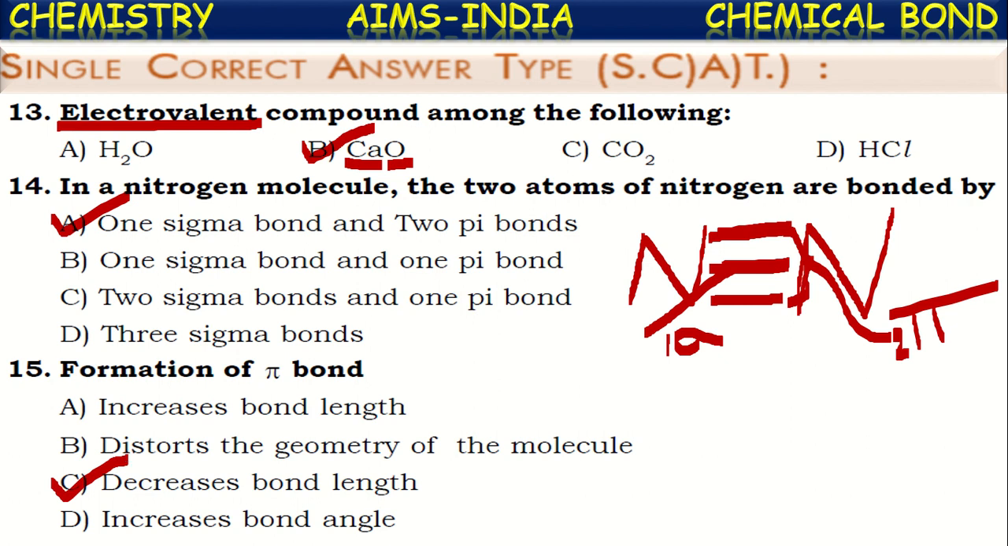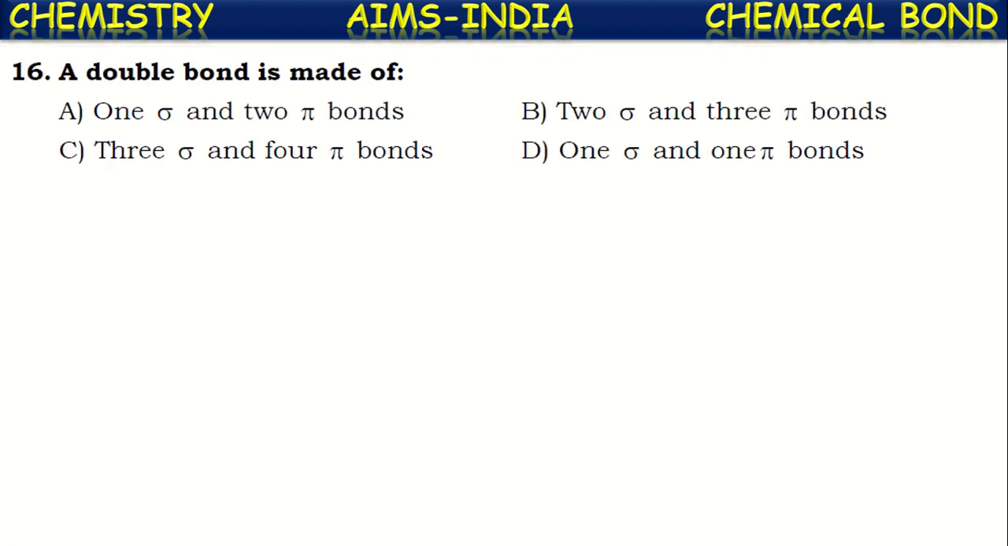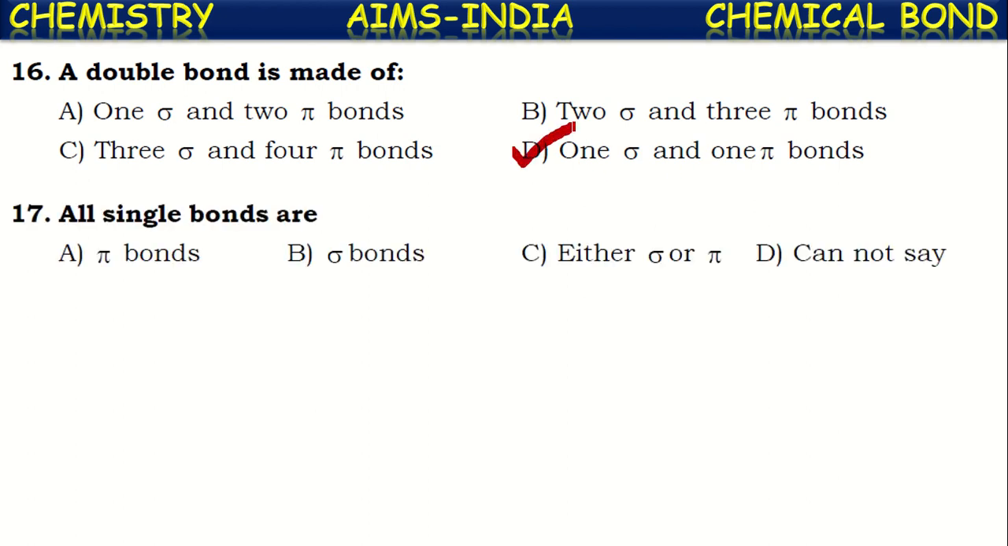Okay, next, a double bond is made up of. So any multiple bond will be containing one sigma bond. Remaining will be pi bonds. So double bond means two bonds. Out of those two, one will be a sigma bond, the other one will be a pi bond. Here it is, one sigma and one pi bond.